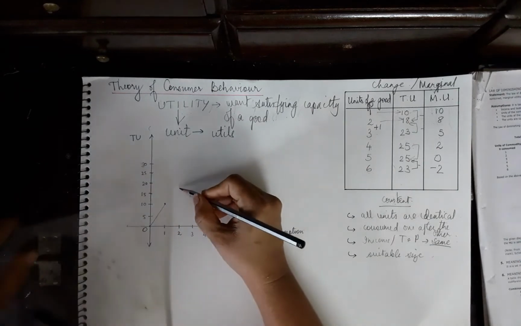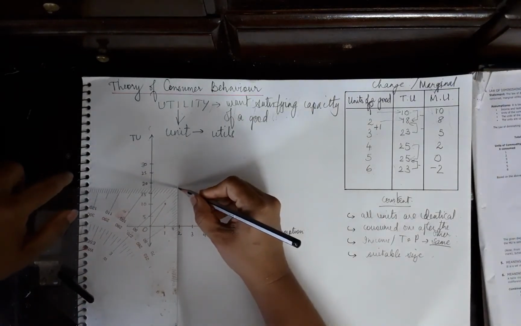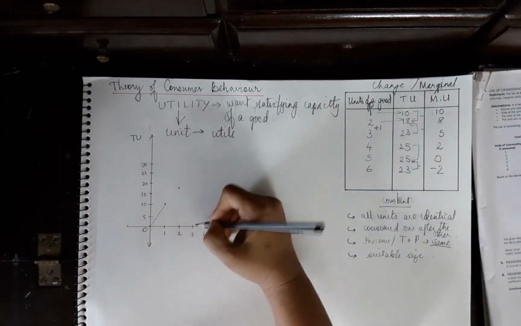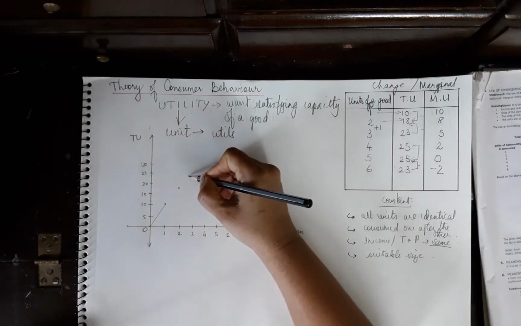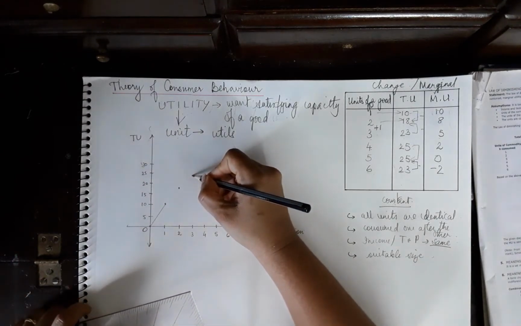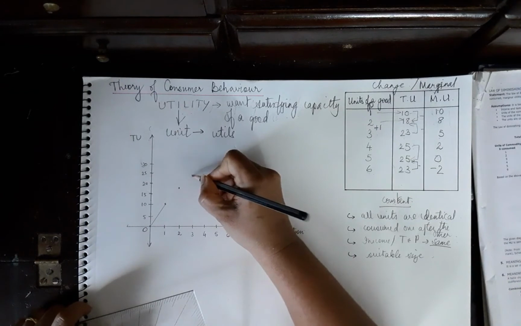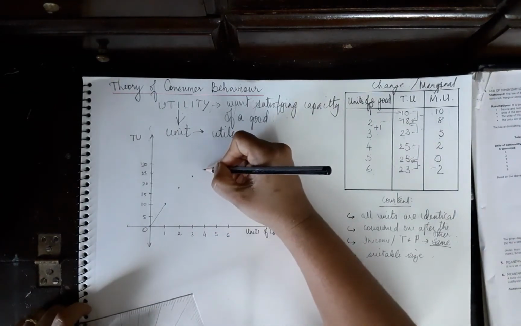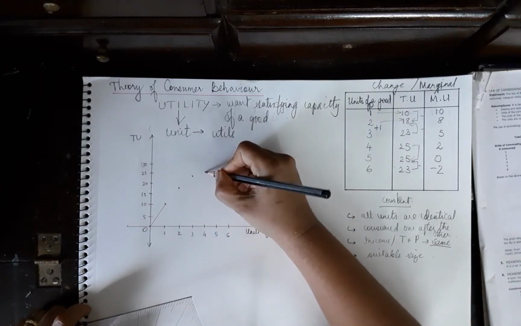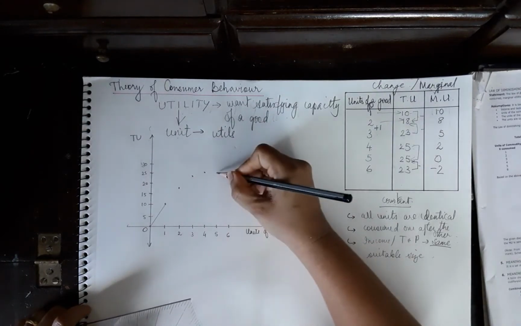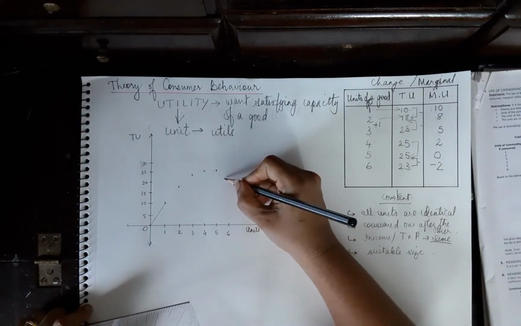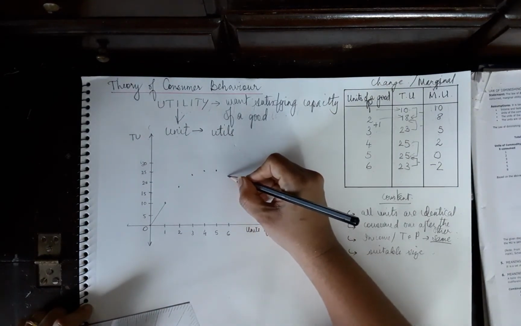Somewhere around here. At 3 units, it is 23. So it will be somewhere around here. Then at 4 units, it is 25. So you look here. At 5 units, again it is 25. So the level will be the same here. And at the 6th unit, it actually decreases to 23.